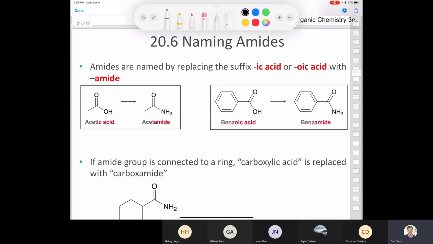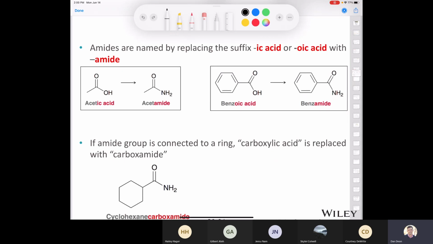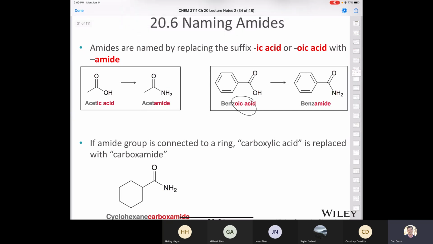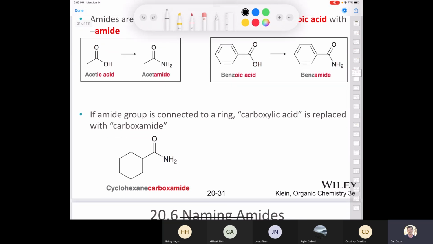The last ones I think that we need to look at in section 20.6 are amides and nitriles. If you want to name an amide, you replace ic acid or oic acid with amide. So if we have acetic acid, it becomes acetamide. Benzoic acid, we replace the oic acid with amide, so this becomes benzamide. If it's attached to a ring, so instead of cyclohexane carboxylic acid, if we have an amide here, we call it cyclohexane carboxamide. So you replace carboxylic acid with carboxamide.